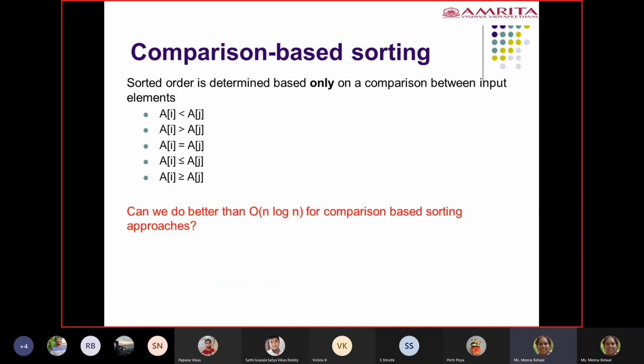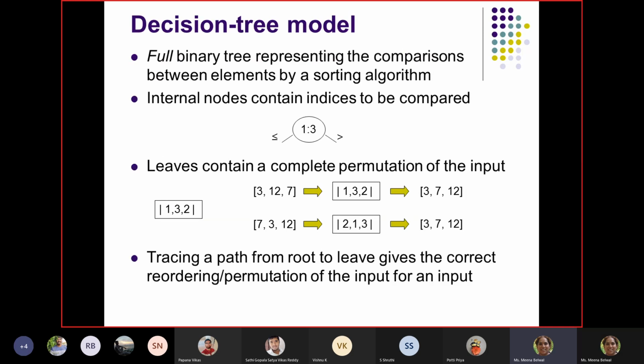Now the question we are asking, being more specific: yesterday you said yes, we can do better than O(n log n) in the class of sorting algorithms. Now our question is, can we do better than O(n log n) for comparison based sorting approaches? So we are being specific to comparison based sorting approaches. What exactly do comparison based sorting approaches do? We follow a decision tree model, right?